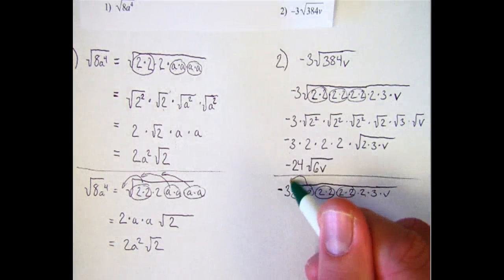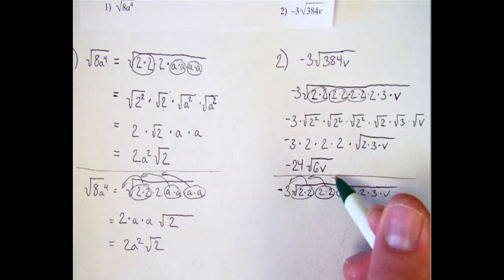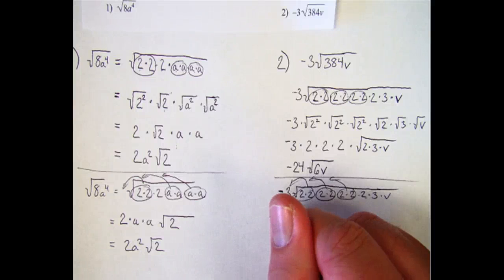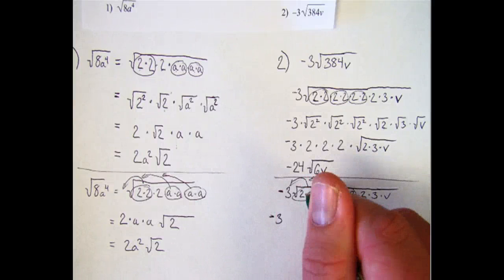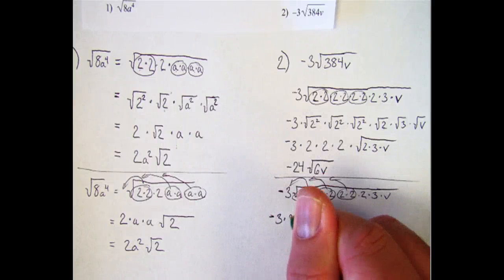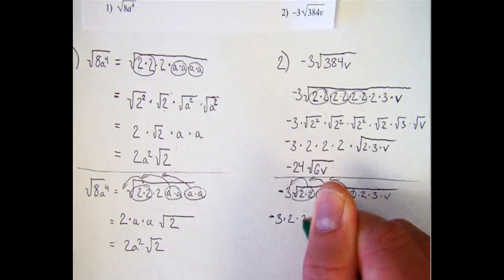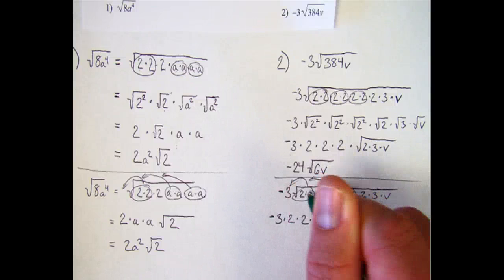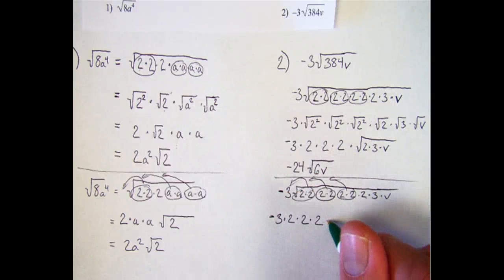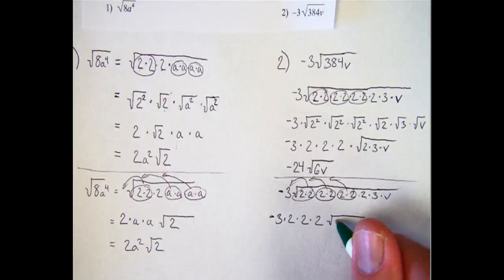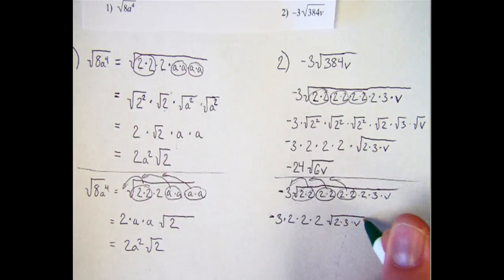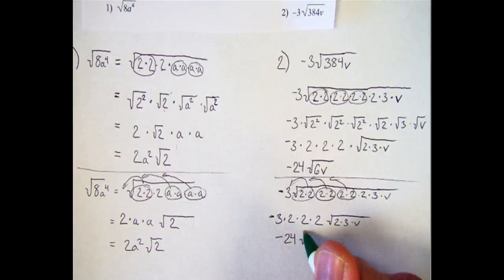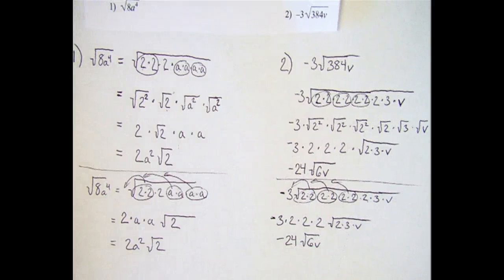We're going to bring them outside the radical, and when we do that, remember they are shrinking down into one thing. So what we do is we take negative 3 times that 2 times that 2 times that 2, and remember they're squishing down into 1 as they come outside the radical. And then inside the radical, what I have left is 2 times 3 times v. And simplifying this all down, I get negative 24 times the square root of 6v.